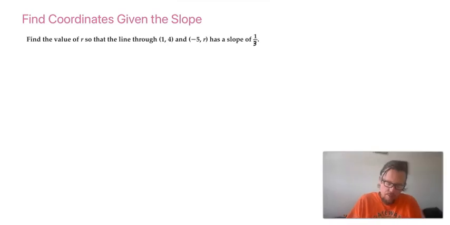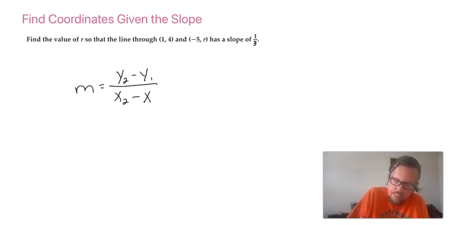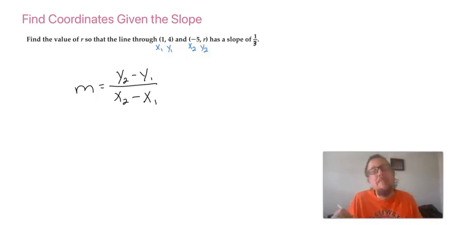So we're going to start off with our slope formula, which is m equals y2 minus y1 over x2 minus x1, and we're going to label the pieces that we have. Now, normally, we've got x1, y1, x2 and y2. This time we have x1, y1, and x2, but we don't know y2, y2 as a variable. But we've got something else. We have m. We know m is going to be 1/3.